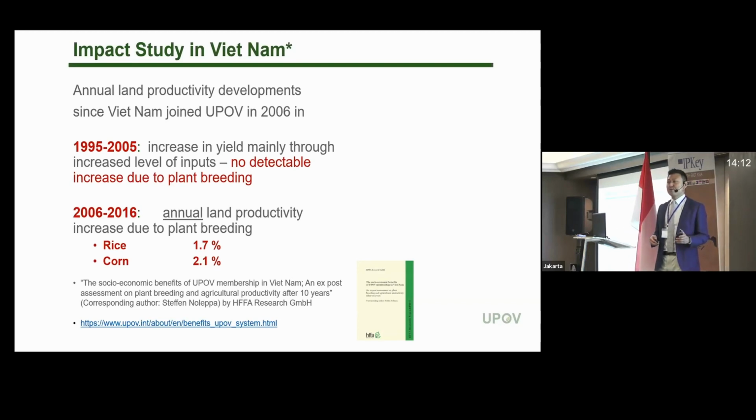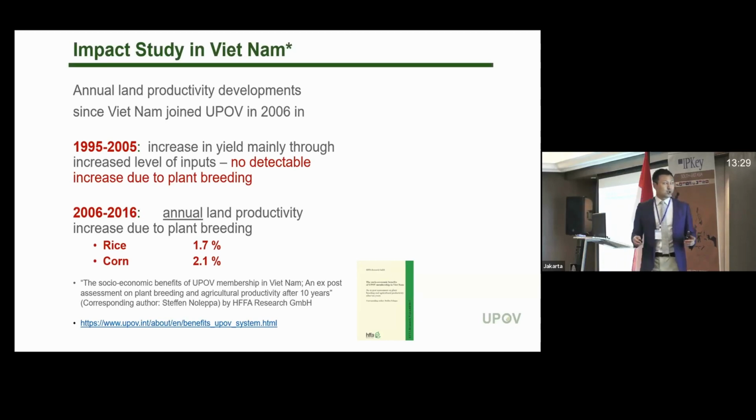before becoming a UPOV member, until 2005, there was an increase in yield, but it was not contributed by plant breeding. But after Vietnam became a UPOV member, as you can see, the annual productivity of, for example, rice and maize, increased very nicely. And it is due to plant breeding, because of access to new plant varieties.